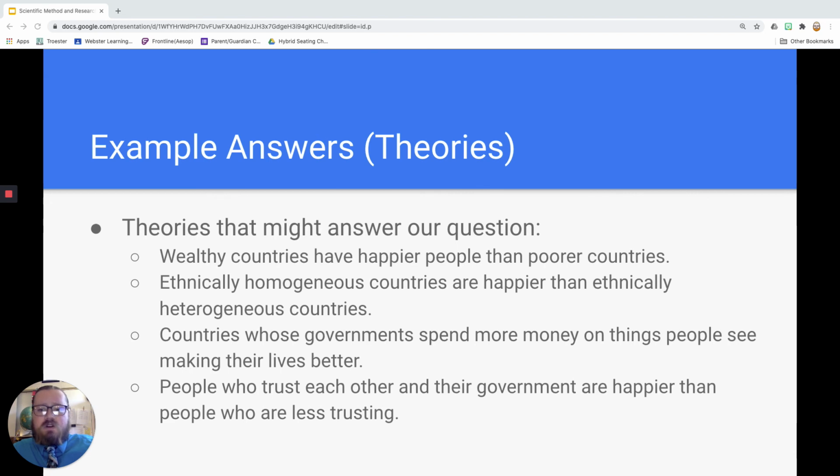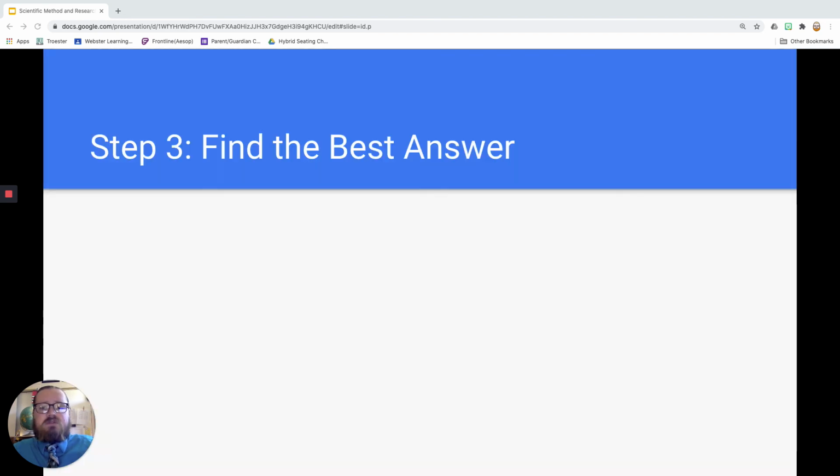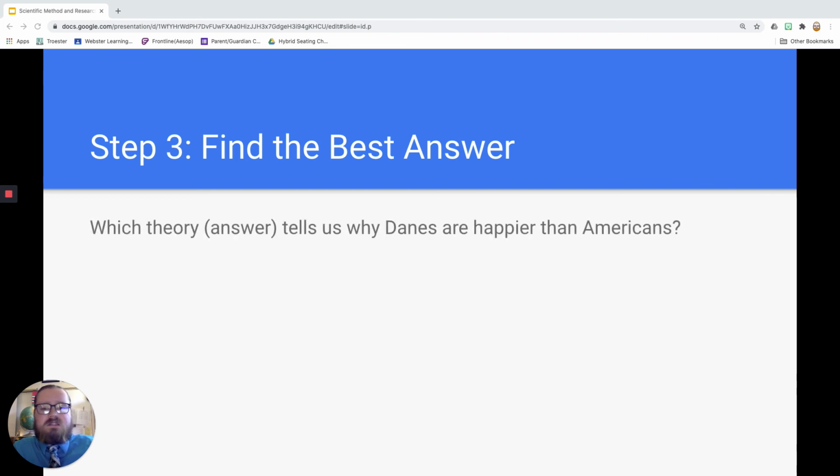For now, let's move on to our next step, and that is step number 3. Find the best answer. Right? Because this is science. We don't want lots of different answers. That can be okay, but what we really want as social scientists is to find the best answer. It might not be an iron law, right? It's not the gravity of the social world. But it might be an answer that really does a good job of answering our question. In other words, what we want is to find out which theory best explains why Danes are happier than Americans.